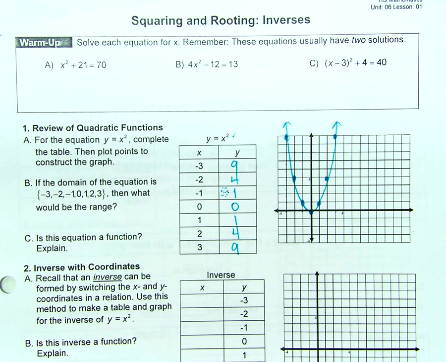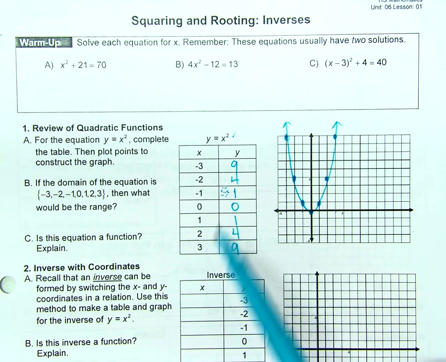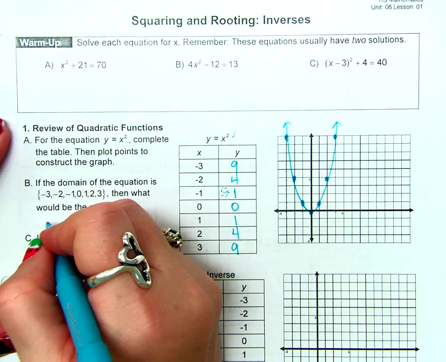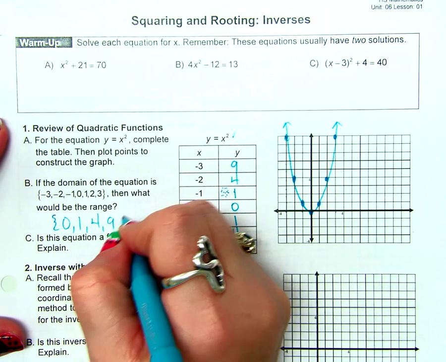The next one I heard was 9, 4, 1, 0, 1, 4, 9. Where did that come from? The y column. I read to you the domain of the x column, and you read to me the y column. Is that closer? Much closer, but when we write our range, we only write the numbers once, and we write them how? In order, greatest to least, or least to greatest? Least to greatest. So our range would be 0, 1, 4, 9.